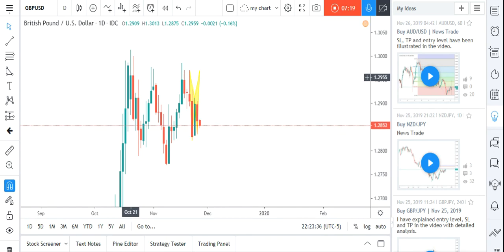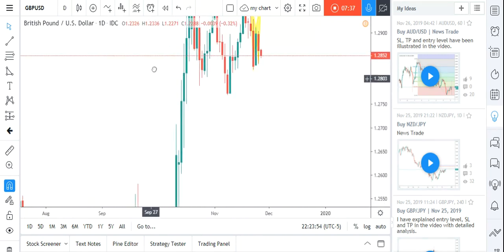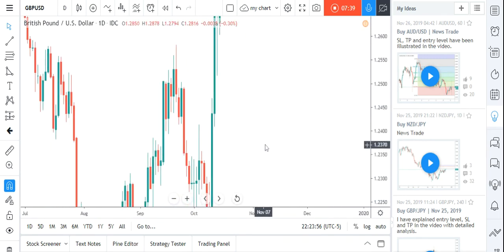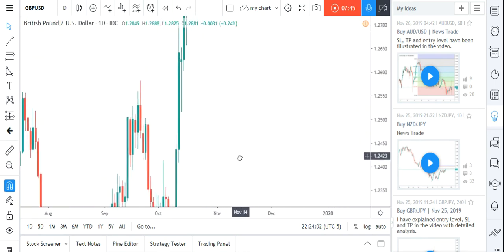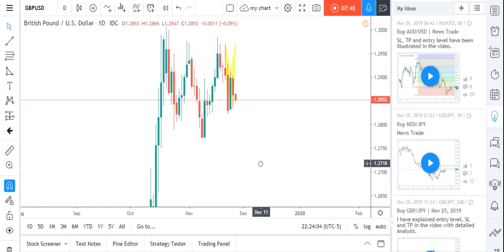So this is one scenario, and now I'm going to illustrate the alternative scenario. Going back to the 1 hour time frame, the reason I'm not targeting beyond this top is the probability of a downside retracement after making such a sharp upside move on the daily time frame.